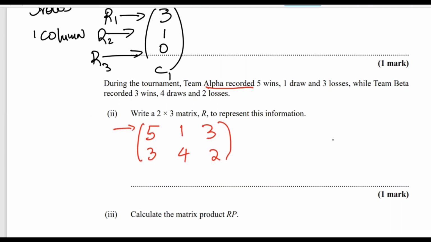Check it out. Row 1, row 2, and then we have column 1, column 2, and column 3. So there it is. We're looking at a 2x3. And the top row refers to Alpha. The bottom row refers to Beta.